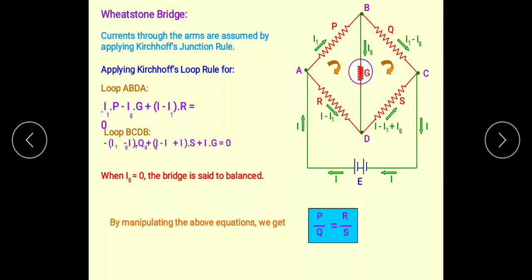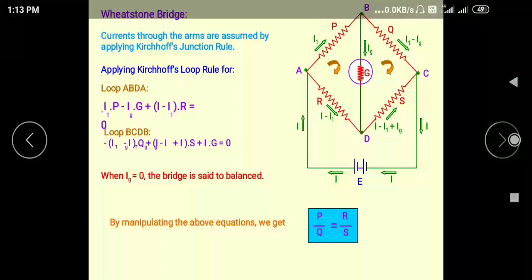BCDB. This is the loop, and we can apply the same Kirchhoff's law on this loop also, and we can calculate easily.